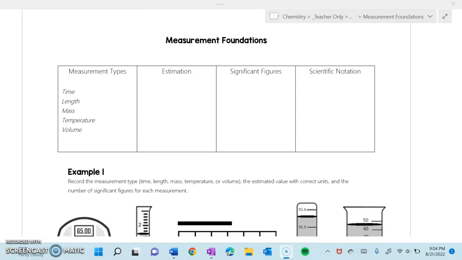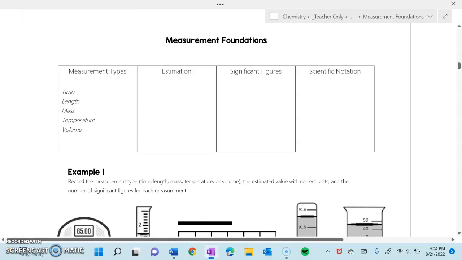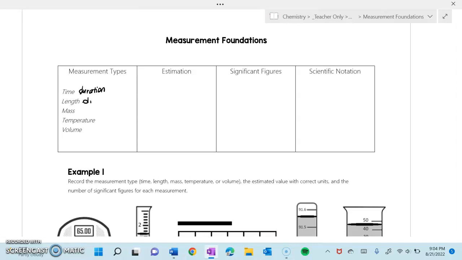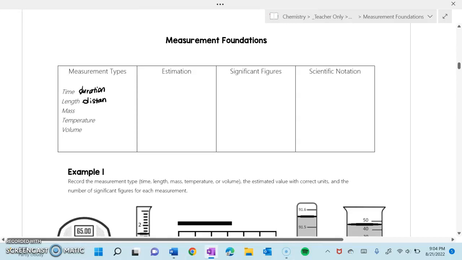Time is a measure of duration. From the time of start to finish of an event, the duration, and again, remember we measure that in seconds. Length is a measure of distance between 2 points, measured in meters. Mass is a measure of the matter in a sample, how much stuff there actually is, how many particles are present.